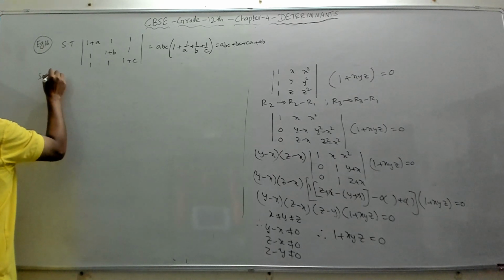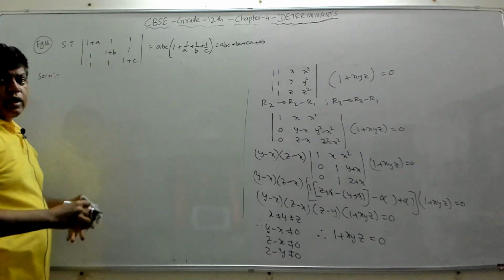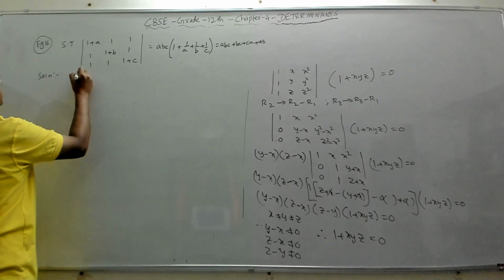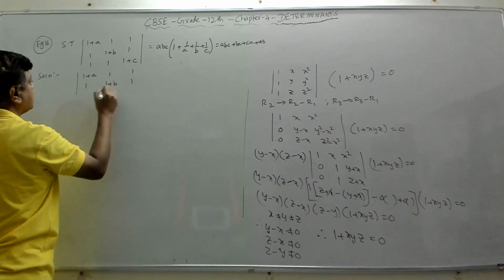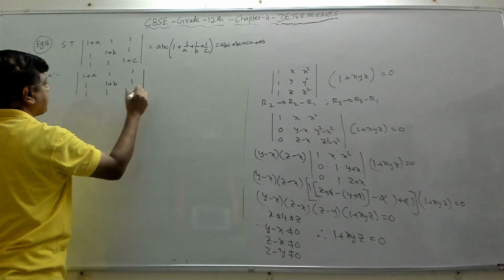So solution. Now we have this. Then again we have to look at it. So I'll write this properly. 1 plus a, 1, 1; 1, 1 plus b, 1; 1, 1, 1 plus c.